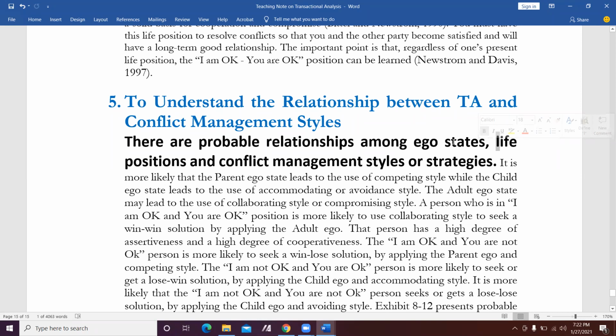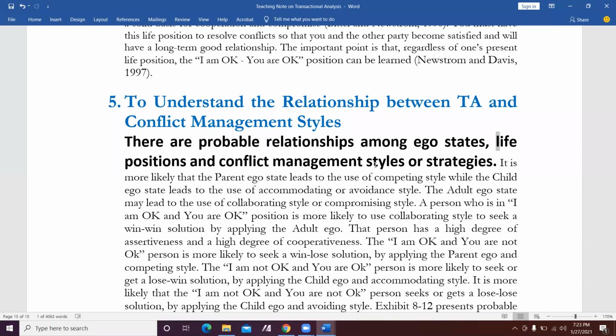Then under parent, there is nurturing, there is critical. Likewise, under child, rebellious child, adaptive child, obedient child. Like the life positions, can you remember? Not 3 life positions, 4 life positions. I am okay, you are okay. I am okay, you are not okay. I am not okay, you are okay. I am not okay, you are not okay. 4 life positions.